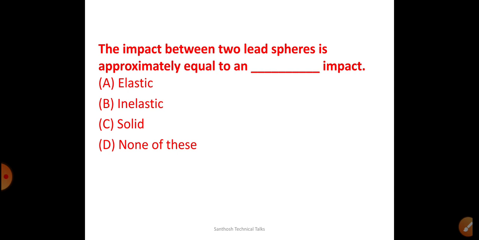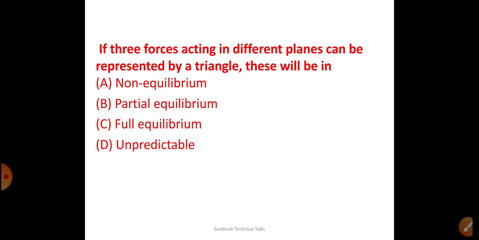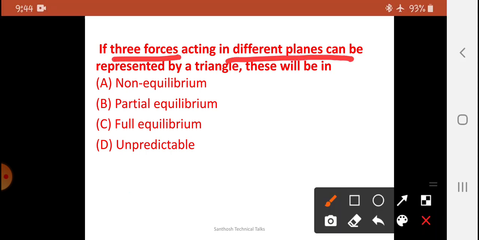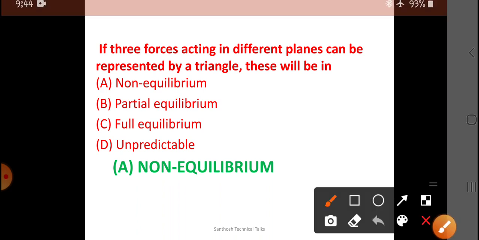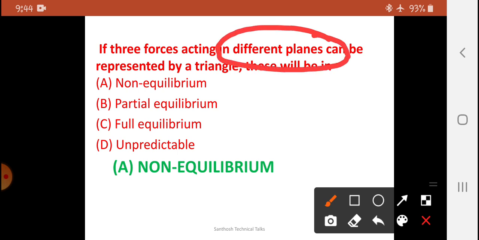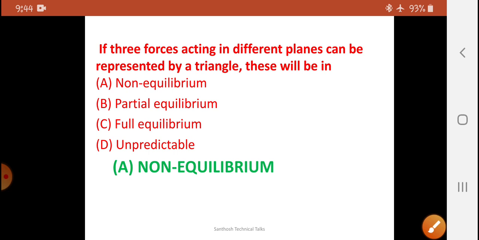The impact between two lead spheres is approximately equal to an inelastic impact, and three forces acting in different planes can be represented by a triangle. If three forces are acting in different planes, they are in a non-equilibrium condition, so it will not be in equilibrium. If it is the same plane, it will be in equilibrium position. If it is in a different plane, you have to take a non-equilibrium condition. So the angle of triangle law says this.